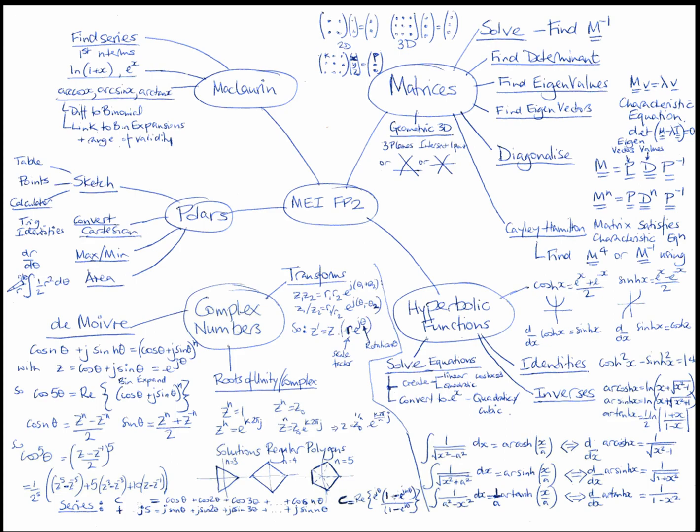Okay, and our final topic is matrices. And they're either going to give you a 2 by 2 or 3 by 3. We've got to be able to solve these equations first by finding the inverse matrix M minus 1. That means we've got to be able to find the determinant and work out what's going on when the determinant's 0, what's telling us about it, there are no solutions.